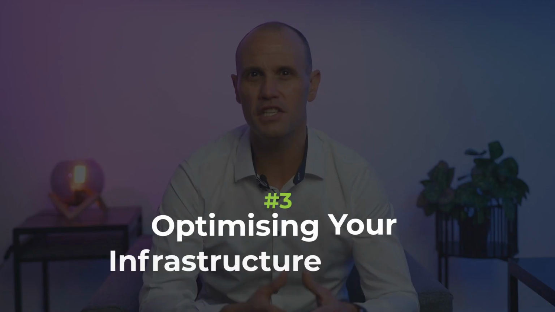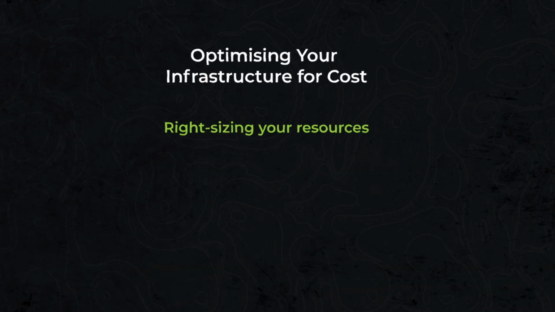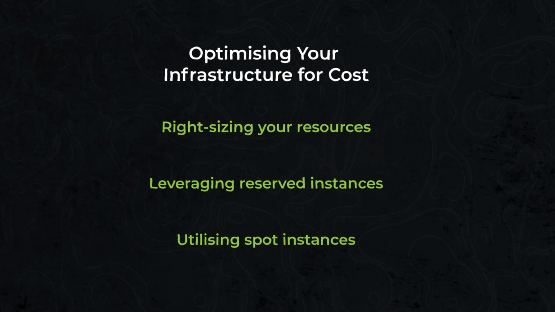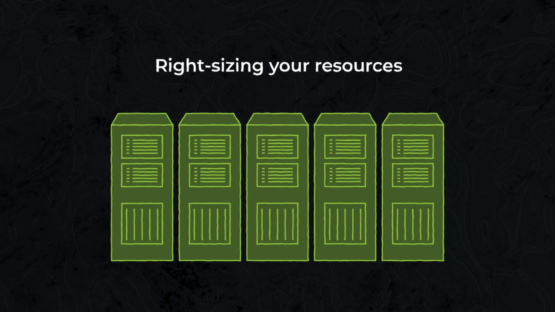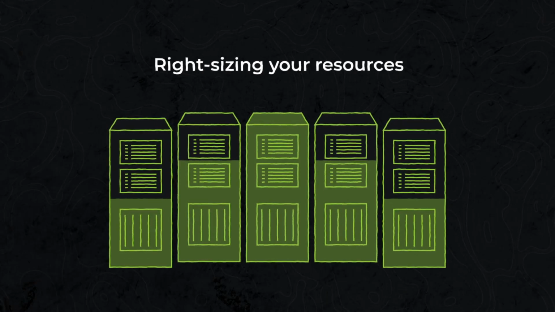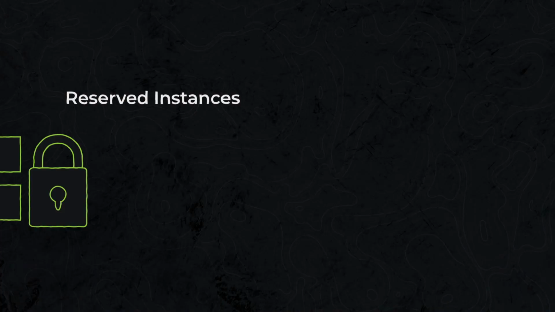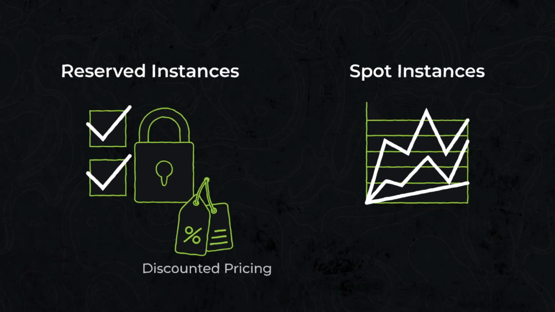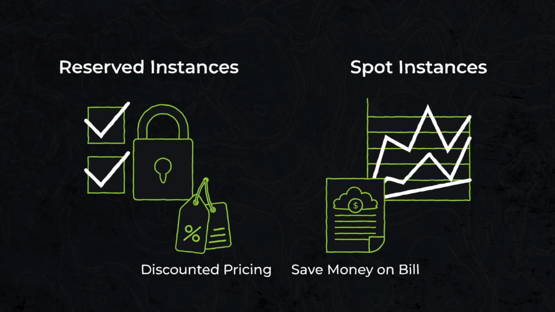Another key aspect of cloud cost management, however getting a little more technical, is optimizing your infrastructure for cost. This means right-sizing your resources, leveraging reserved instances, and utilizing spot instances. For example, if you have a resource that's constantly underutilized, you could downsize it to a smaller instance size to save money. Similarly, by using reserved instances and spot instances, you can take advantage of discounted pricing and save money on your overall cloud bill.